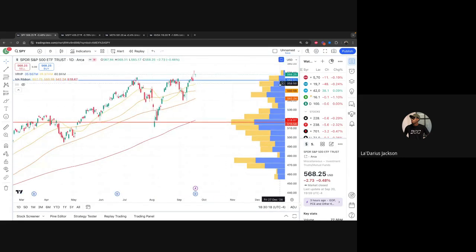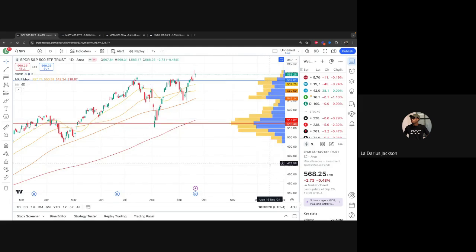VRVP, cheat code of an indicator. If you can learn how to use this, this is one of the most cheatingest indicators that you can get. The reason why I'm saying it is because this indicator literally tells you where people are planning to buy and sell, right? It's telling you where there's a lot of buy and sell volume. And again, volume is just the amount of transactions that are happening.